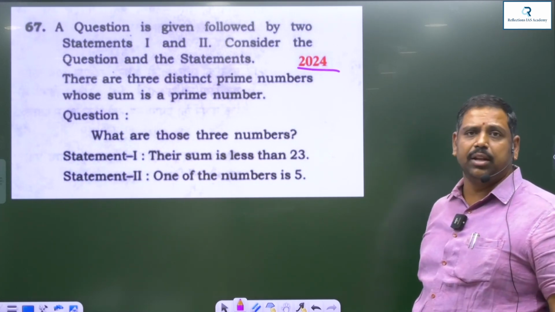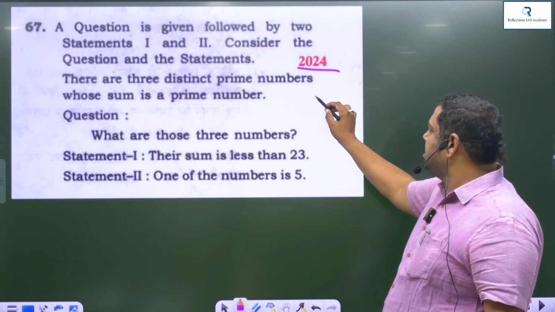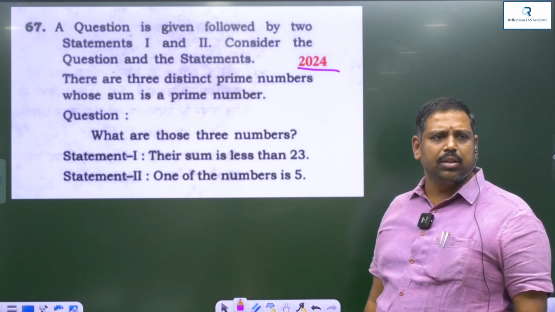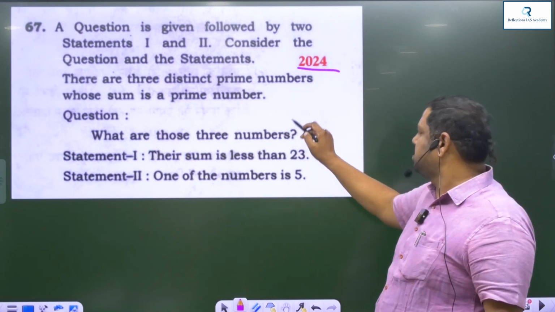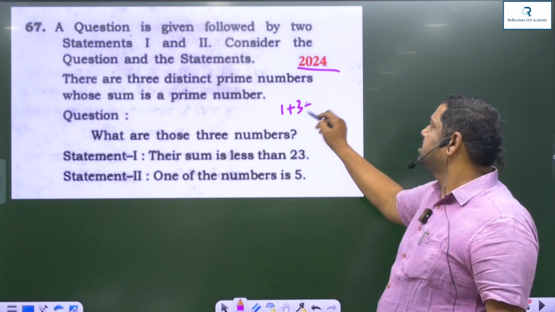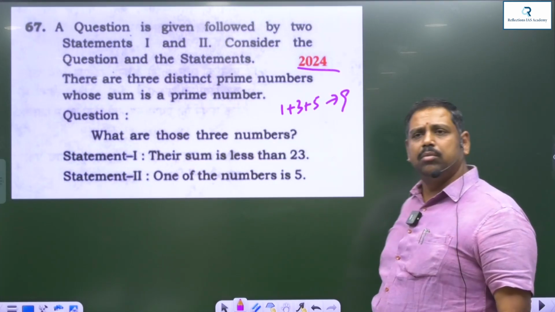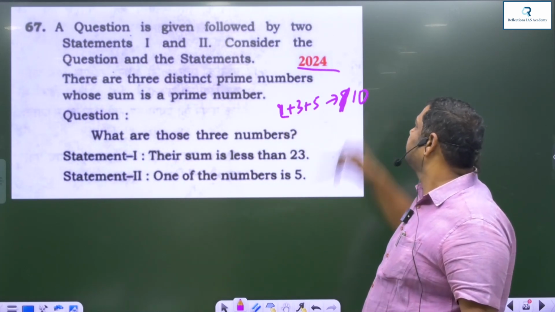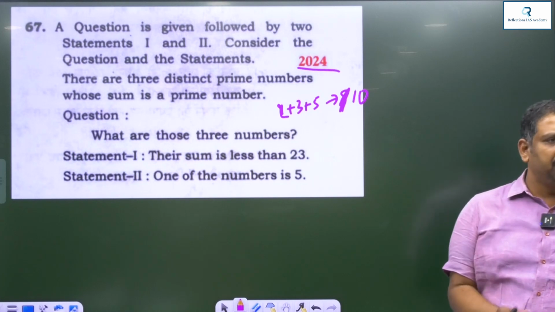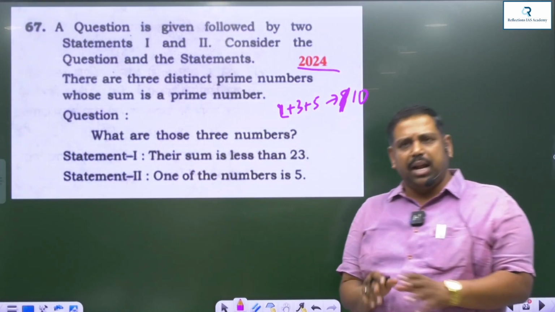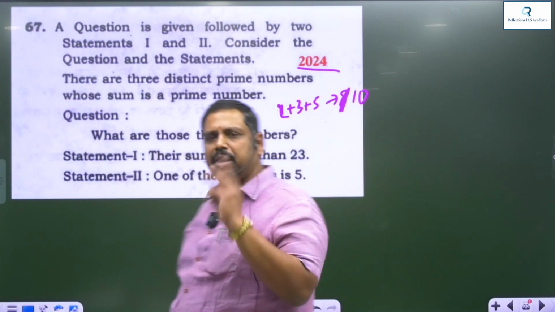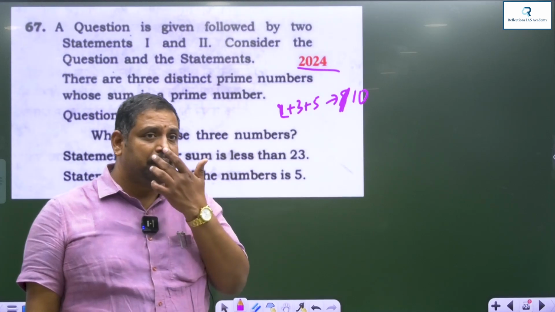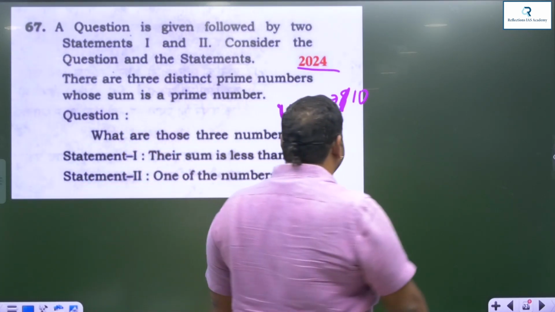Less than 23. Okay. So, less than 23 means the least sum is, if I take 1 plus 3 plus 5 is 9, right? The least 3 prime numbers, sorry, 2 plus 3 plus 5, it is 10. Below 10, you are unable to get a prime number which is the sum of 3 other prime numbers. So, more than 10 I have to verify. More than 10 means 11 is a prime number.